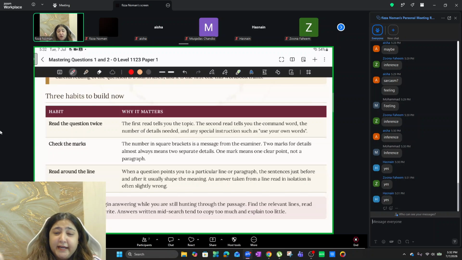Obviously, if it's a 1 marker, do not write more than 1 point of an answer. It's usually not needed. 3 markers are generally where explanation is mainly needed. Alright? And obviously, read around the line. So, when a question points you to a particular line or paragraph, the sentences just before and after it usually shape the meaning. Basically, context. So, an answer taken from a line read in isolation is often slightly wrong. I'm not saying it's always wrong, but it can be at times wrong. So read the line before it and the line after it, to get the broader picture. Do we understand each other?